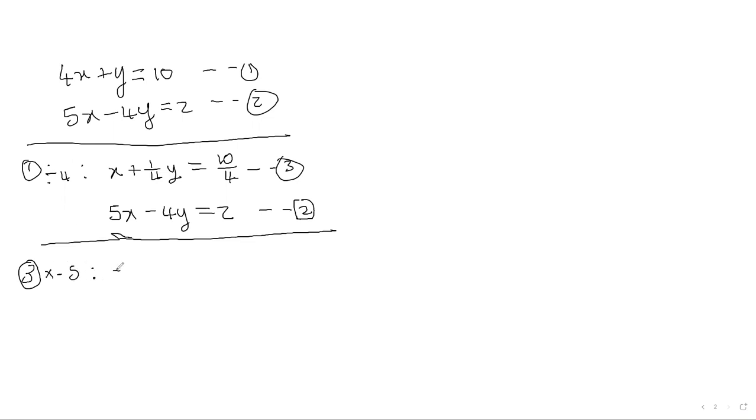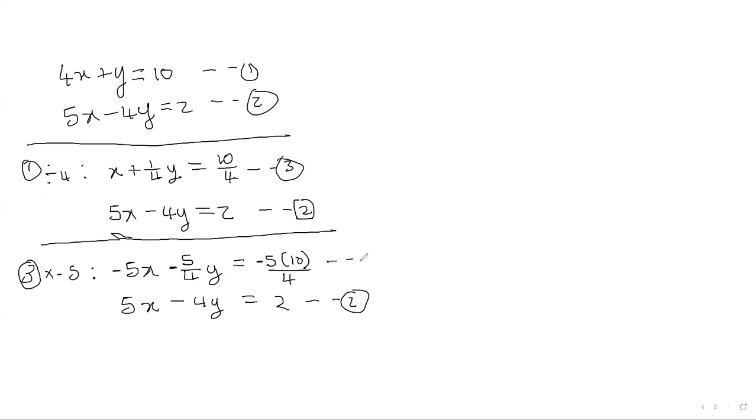right? So it's going to be -5x minus 5 over 4y is equal to -5 times 10 over 4. And then we're going to have this unchanged equation. It's 4y is equal to 2. So it's equation 2. This is equation 4. Right.